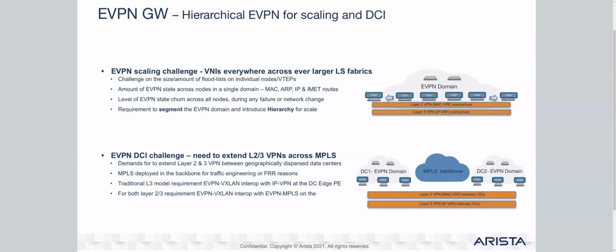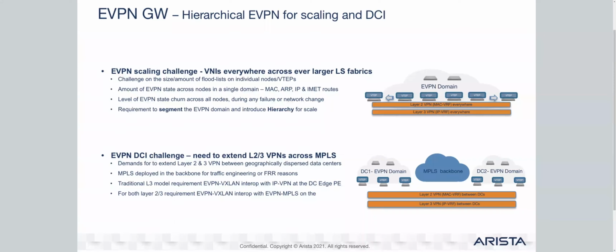And there's then a requirement to potentially provide layer 3 connectivity between different EVPN domains, but provide it across the MPLS backbone. Or there could also be a requirement to provide not just layer 3, but also layer 2 across the EVPN domains. So that's the first use case, and we'll talk a little bit about that, and we'll do a demonstration of that use case for the EVPN gateway.